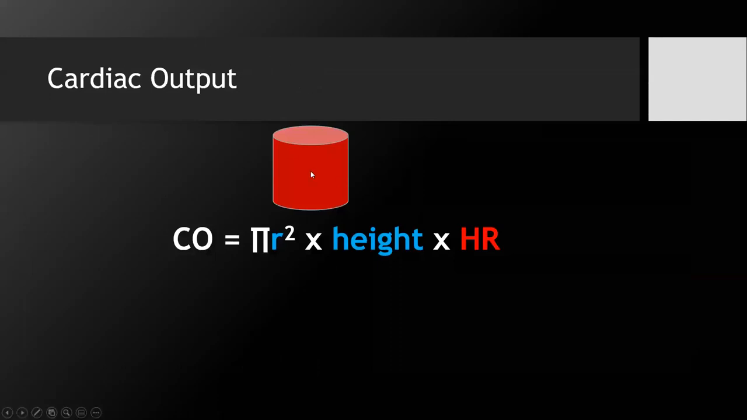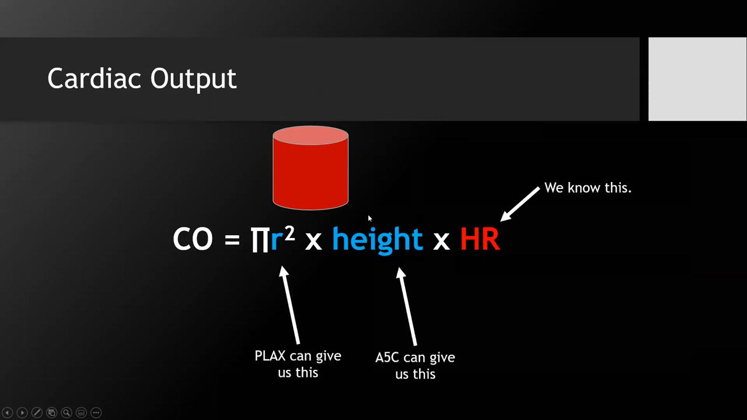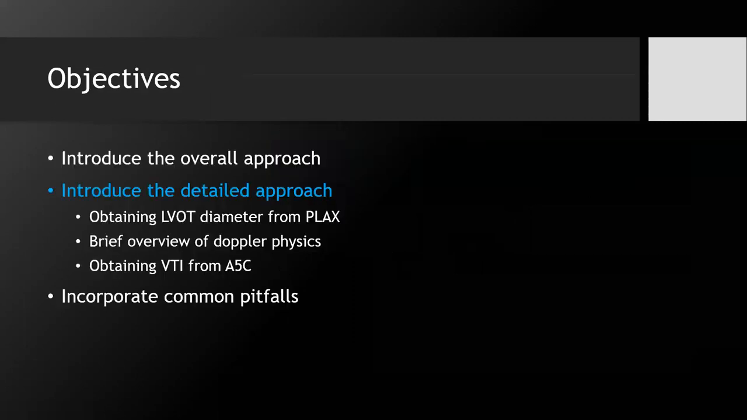You have cardiac output, which is stroke volume times heart rate. And the stroke volume is using this cylinder model where the surface area you're getting from the LVOT, from the parasternal long axis view, to get the radius. And then you're going to be using the apical 5-chamber view to get the height. And based on that, you're going to calculate a stroke volume, multiply by heart rate, and you've got yourself cardiac output. Any thoughts or questions so far?